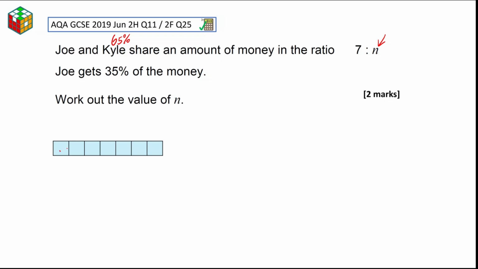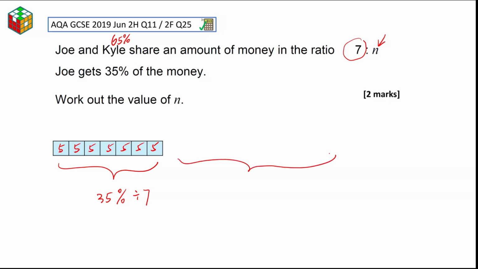I draw here 1, 2, 3, 4, 5, 6, 7 to represent the 7 parts. Those 7 parts represent 35%. So I have 7 boxes to fill. If I share 35 by 7, 35 divided by 7, I can find out what each box should be. Each box should be 5.